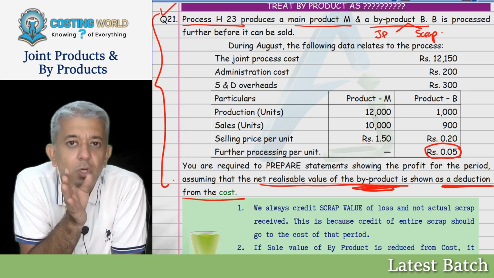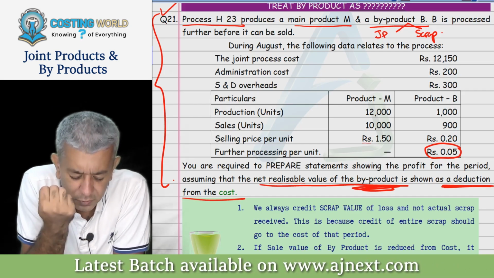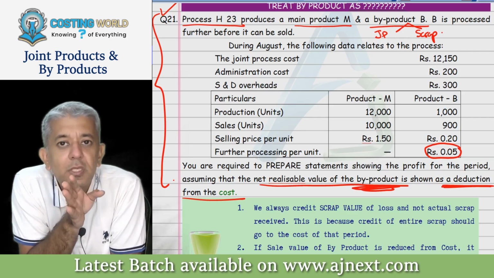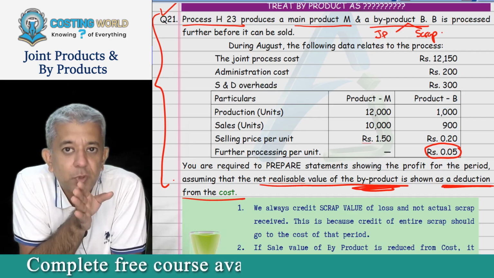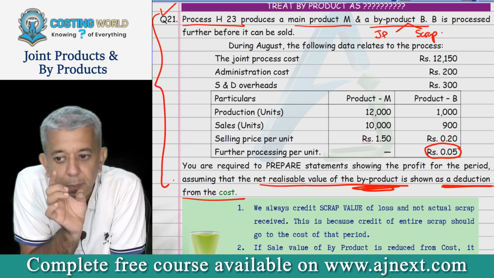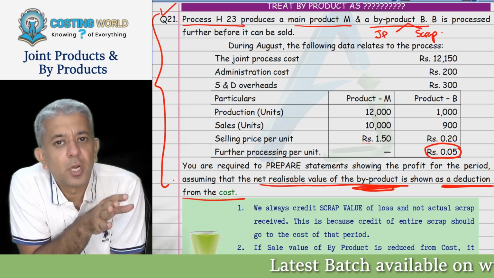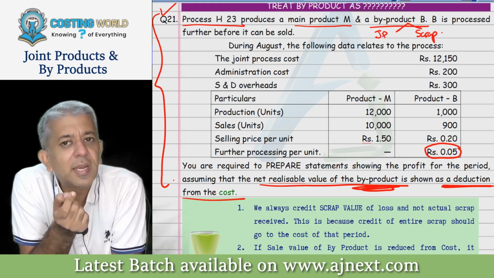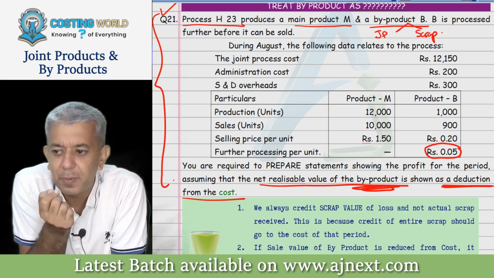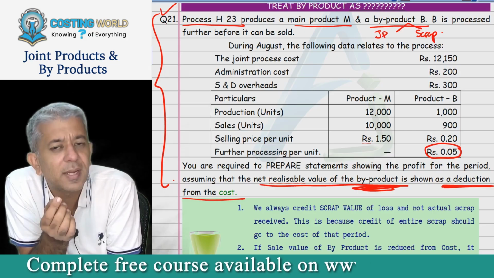One thing: in all your previous questions also, I could have sold, but on a purposeful basis I have not told this. Just because you process anything further, it does not mean that your byproduct will become your main product. You might process it further to get higher scrap also. It can happen that the byproduct that you produce is not sellable, so you process it further to get a higher scrap value.